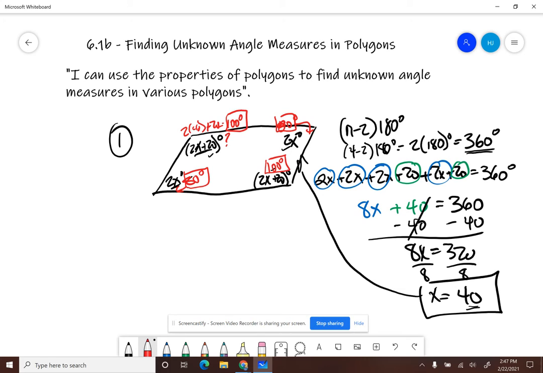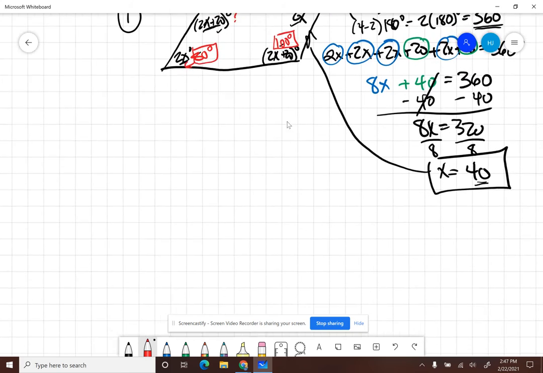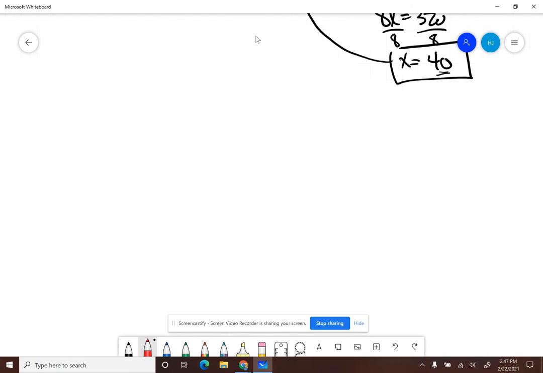Okay, let's take a look at another one, maybe with a few more sides, who knows? Maybe a little bit easier to figure out. So number 2, we have a figure that looks kind of like this. Again, my drawings are awful. Hopefully you guys can get something out of it.